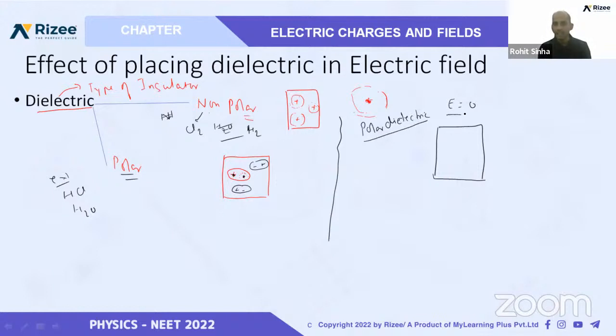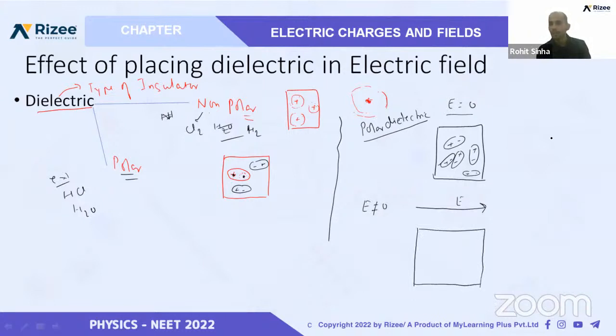For a polar dielectric, when the electric field is not present, there are randomly oriented permanent dipoles present everywhere like this, when the electric field is 0. But as soon as we apply the electric field, suppose in this direction like this, what will happen? What will happen if we have applied the electric field? We know force is equal to QE.